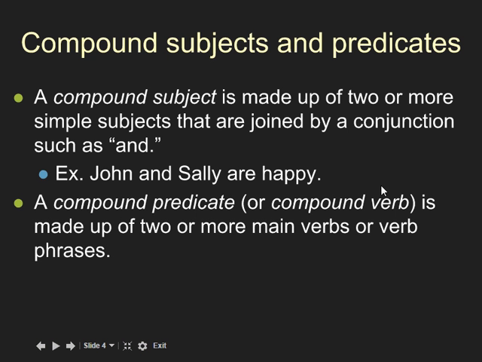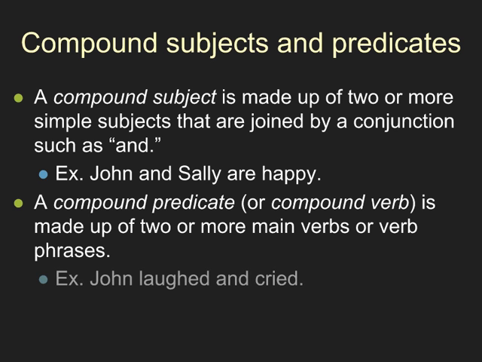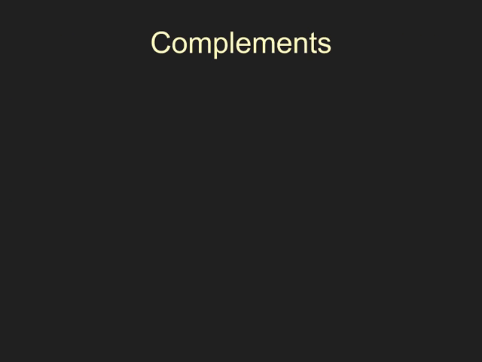A compound predicate, by contrast, we could also call it a compound verb, is made up of two or more main verbs or verb phrases. As in this sentence, John laughed and cried. All right? So in this sentence, we've taken Sally back out, so we just have a simple subject, John. But now we have a compound predicate because there are two verbs going on, laughed and cried. So that's what you need to know about compound versus simple.